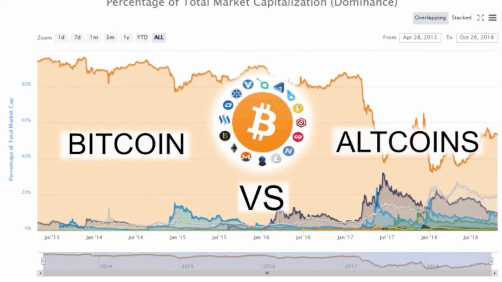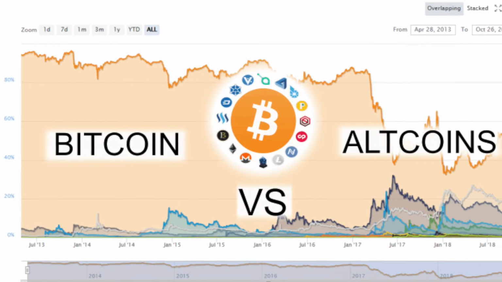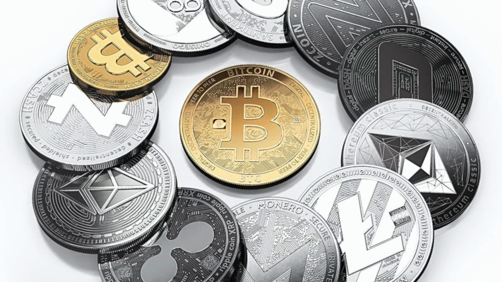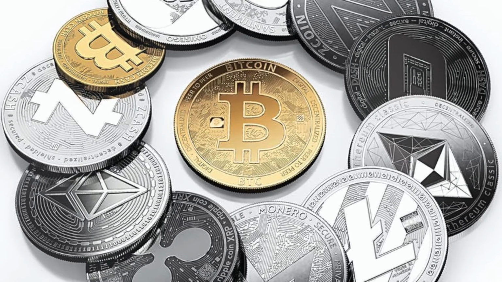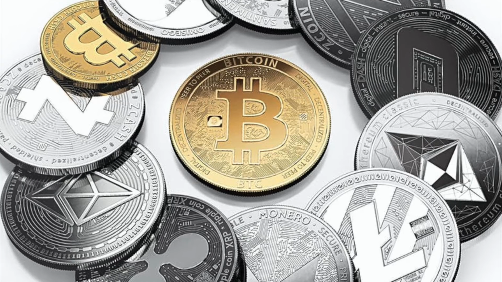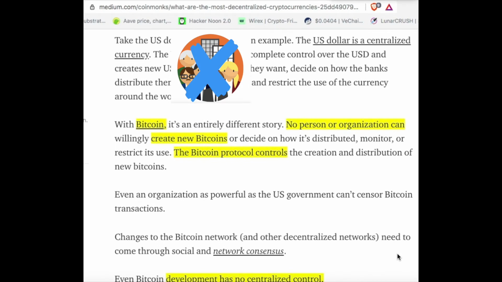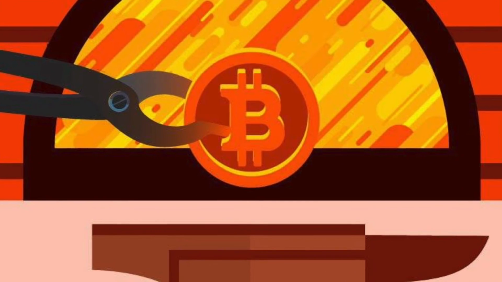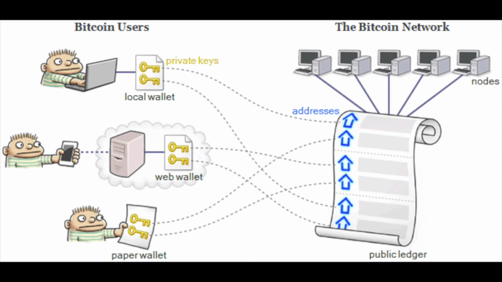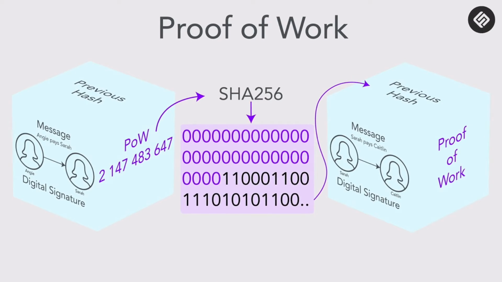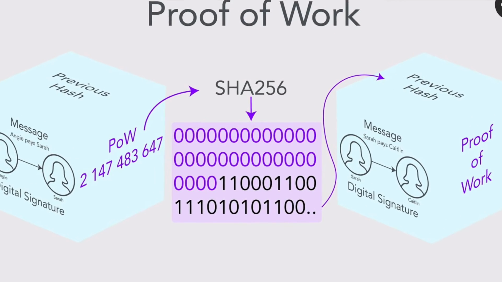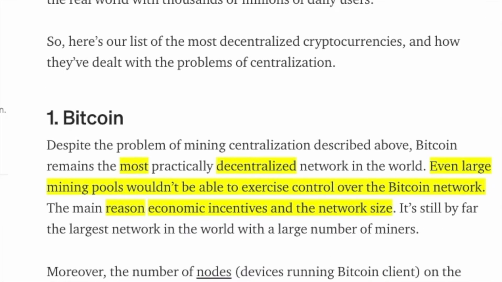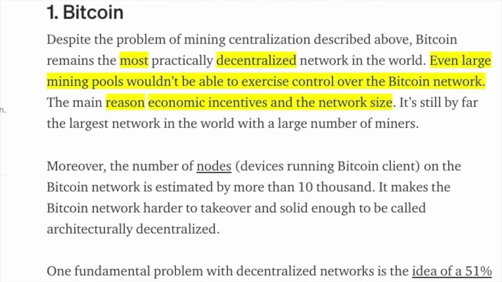To understand further why other blockchains and alts aren't truly decentralized, we need to understand why Bitcoin is the only one that can truthfully make this claim. No person or organization can willingly create new Bitcoins or decide how they're distributed. The Bitcoin protocol, proof of work, controls the creation and distribution of new Bitcoins. Even Bitcoin development has no centralized control.